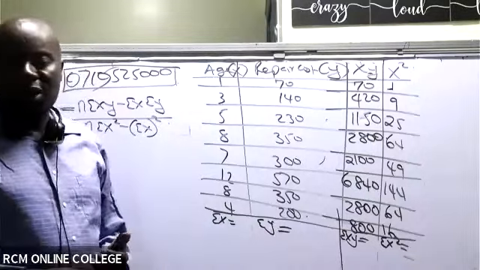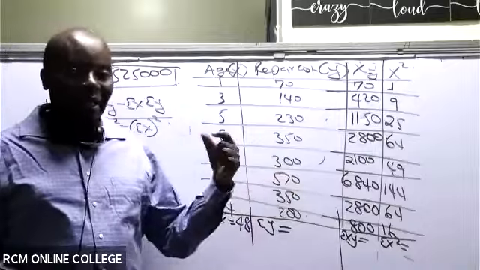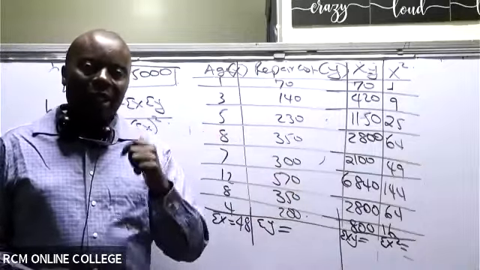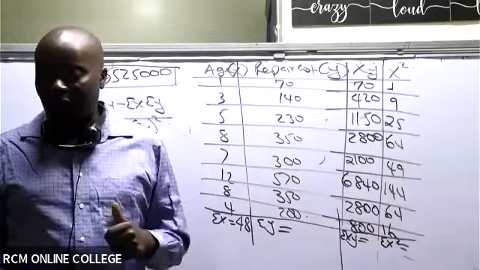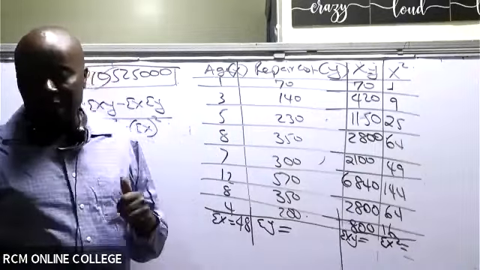Remember, there's a shortcut of getting these numbers directly using your calculators. I'll show you the shortcut as well. How about the summation of y? Do we have anybody who could be having the summation of y? 2210. So this is 2210.